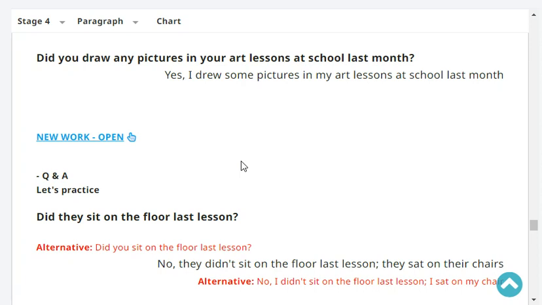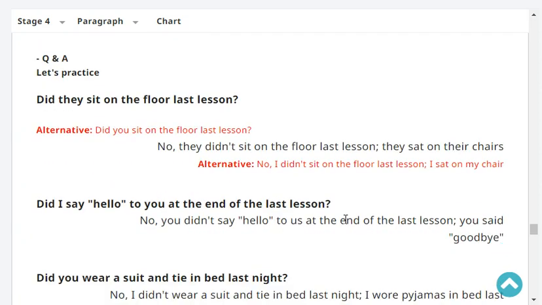Did they sit on the floor last lesson? No, they didn't sit on the floor last lesson. They sat on the chairs. Did I say hello to you at the end of the last lesson? No, you didn't say hello to me at the end of the last lesson. You said goodbye.